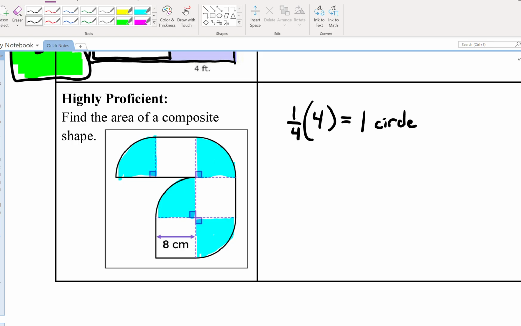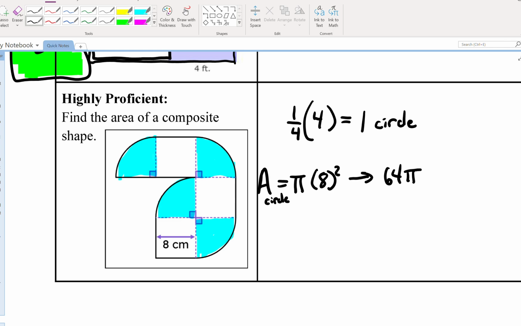And so if I take pi times the radius, which is 8, and I square it, that is the area of a circle. And I'll just put the area of a circle. And so that would give us 8 times 8 is 64 pi.